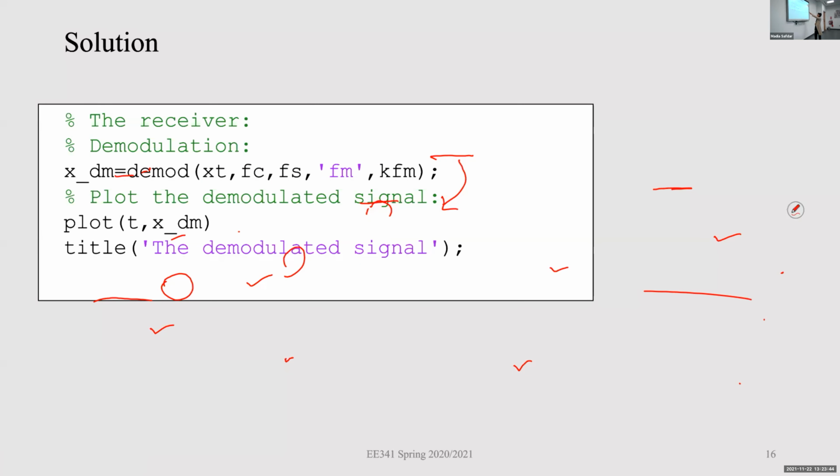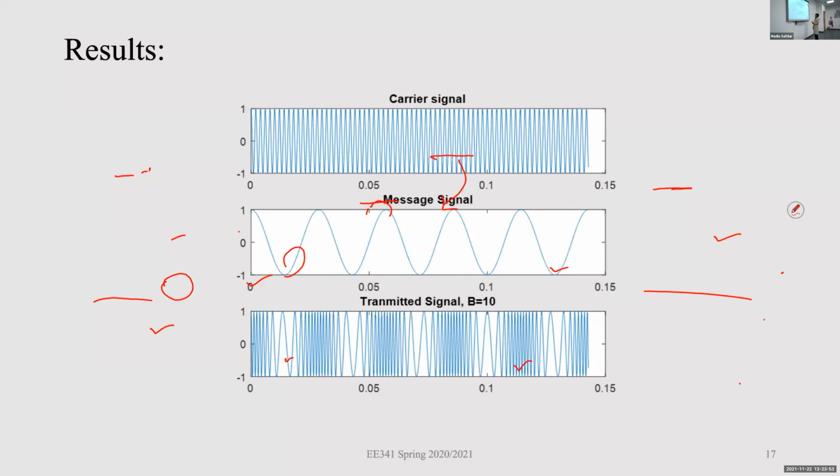So demod, xt, and all these constants which you will put here. Then you will plot the demodulated signal. At the end, you will get something like this.